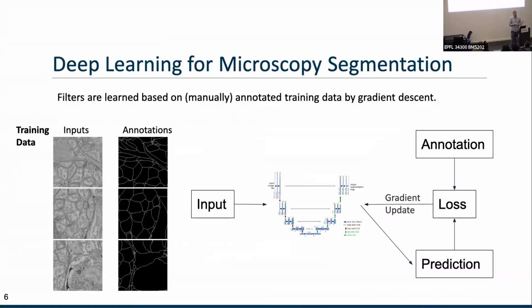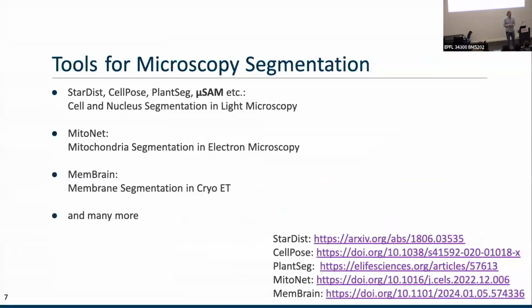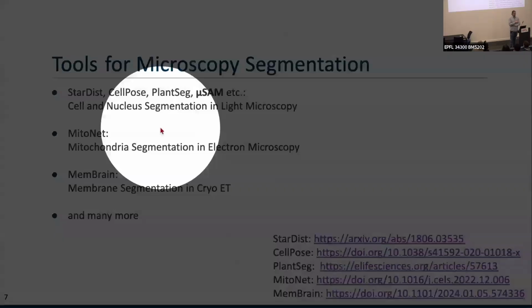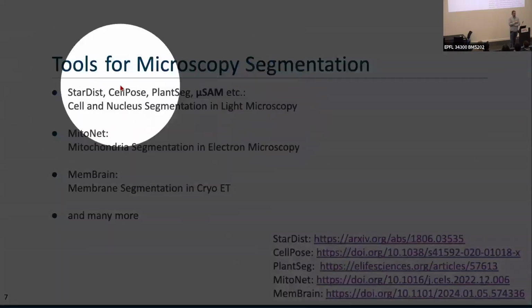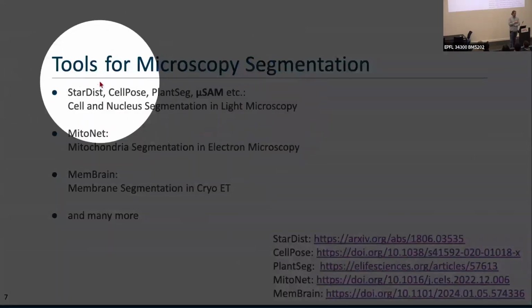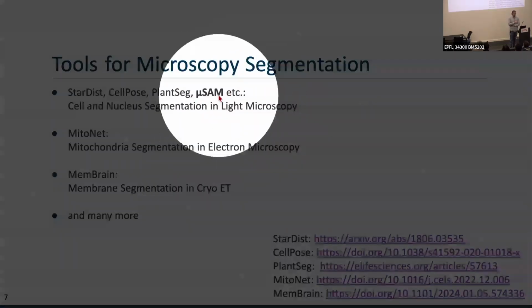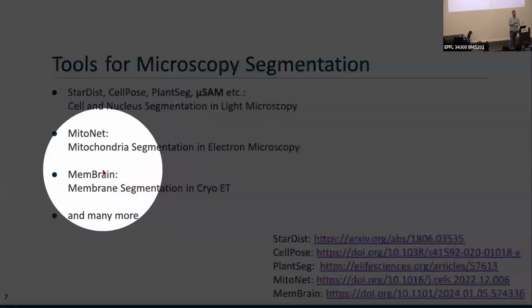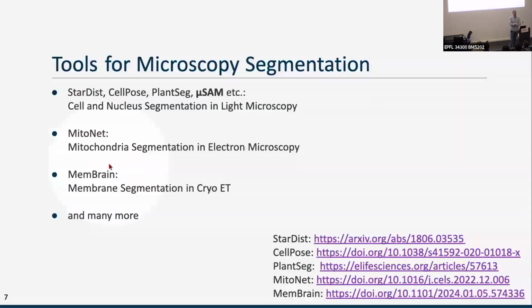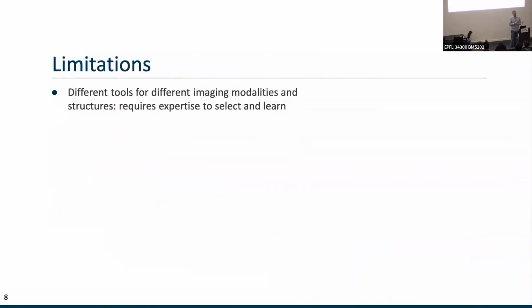There are now tools that do this for a lot of different settings, again focusing here on segmentation tasks in microscopy. Ranging from cell and nucleus segmentation in light microscopy, where StarDist and CellPose are quite popular, also the microsam tool from our lab that we'll talk about in a minute, but also mitochondria segmentation, what we've just seen, MitoNet. And for many other tasks there are tools that were trained this way on already labeled data to solve this. And so this is great.